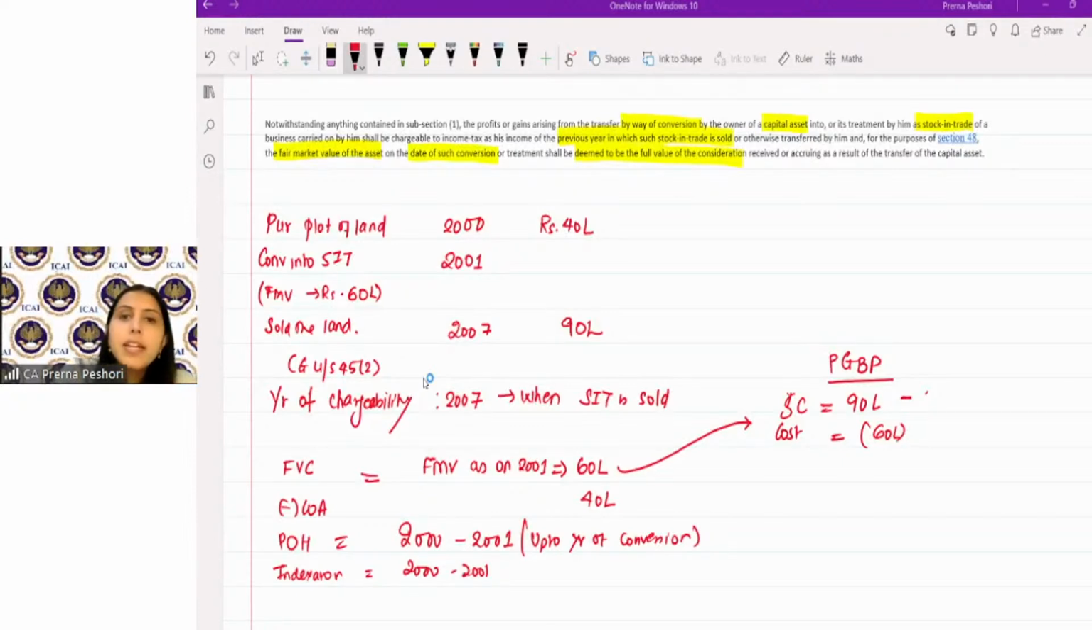So FMV of the capital asset as on the date of conversion, right? So under the head PGBP, when I compute that time, I will allow the FMV, which I have already taxed under the head capital gain, that will be considered as my cost. Isn't it? Are we clear? So my PGBP profits will be 30 lakhs. Clear? Any doubt?